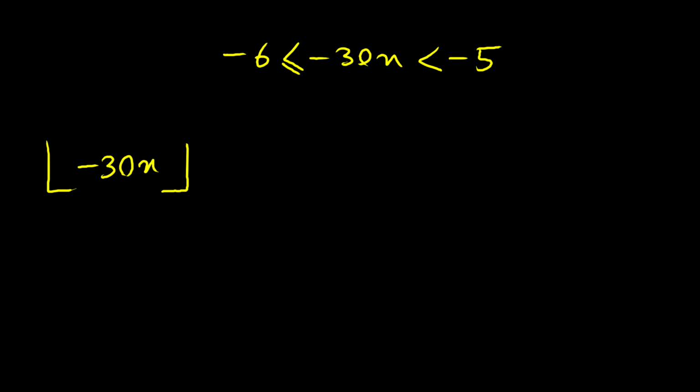So remember that the floor function gives us the greatest integer that is less than or equal to the number inside. So considering the fact that negative 30x lies between negative 6 and negative 5, considering the fact that negative 30x is greater than or equal to negative 6, it is kind of obvious that the greatest integer that is less than or equal to negative 30x is negative 6, which means that this is equal to negative 6. Great. So we are done with this video.